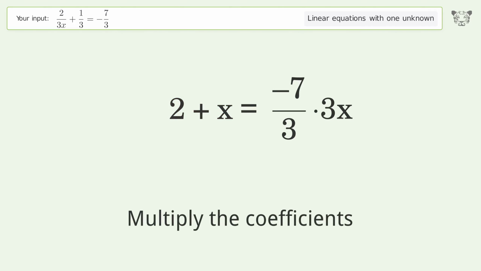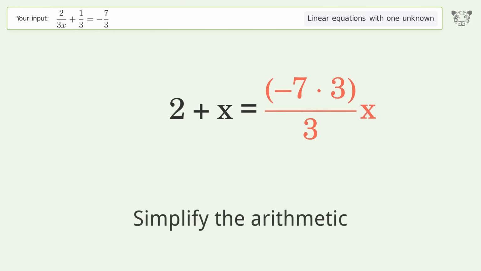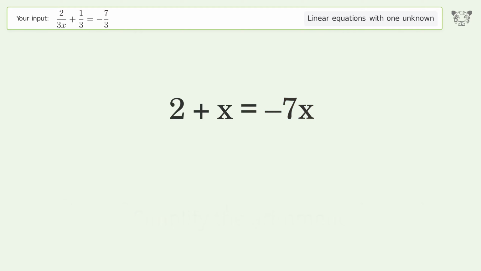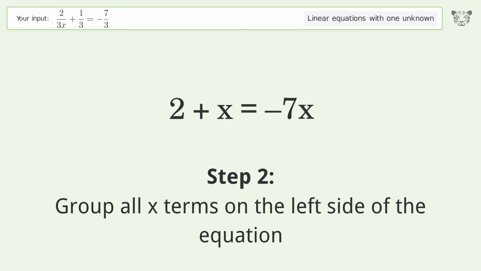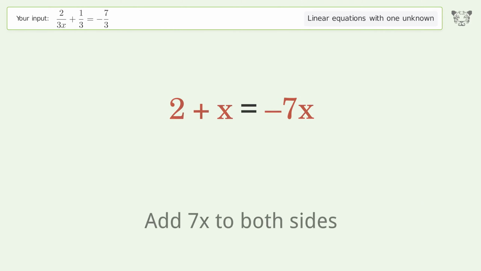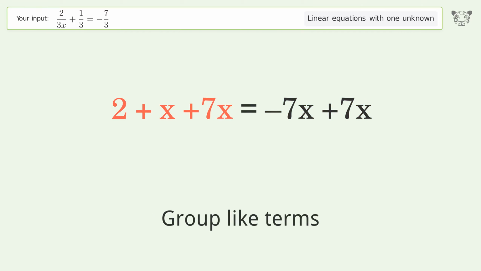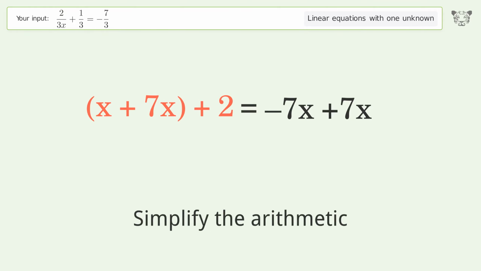Multiply the coefficients. Simplify the arithmetic. Group all x terms on the left side of the equation. Add 7x to both sides. Group like terms. Simplify the arithmetic.